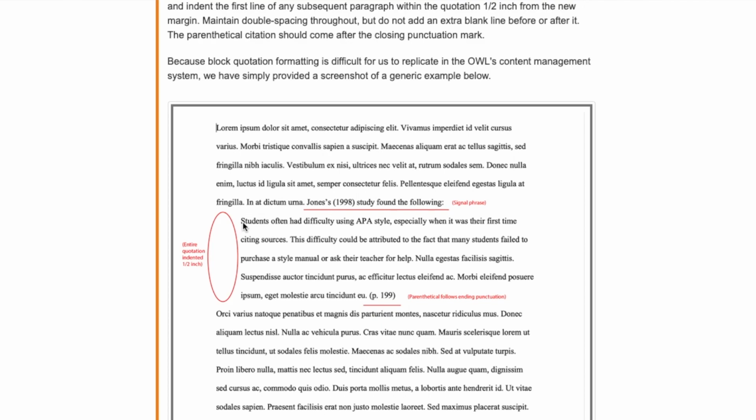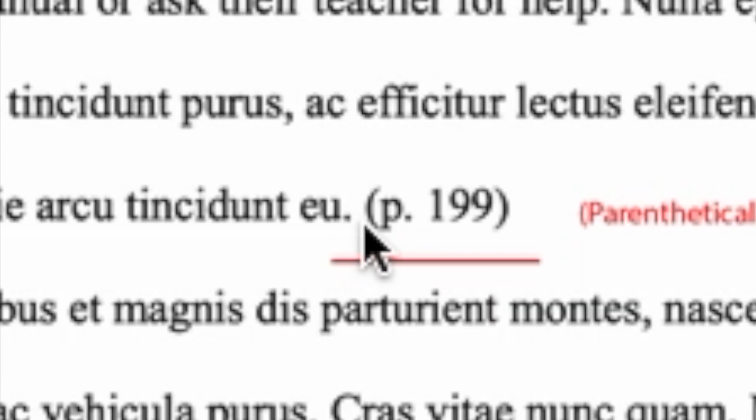So copy and paste that quotation in there and then press tab. You should indent it so it looks exactly like this. That's also interesting with long quotations. How you signal that the quotation is over is that you put the page number after the period. This is the only time that you'll do this.